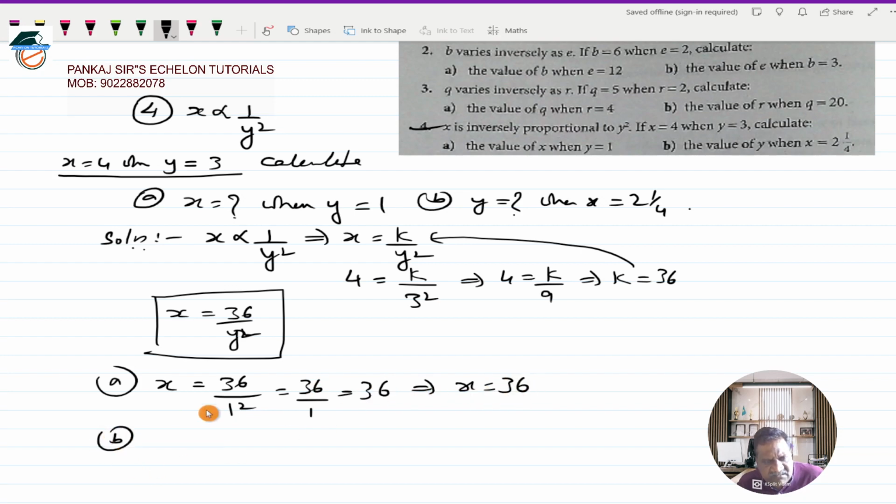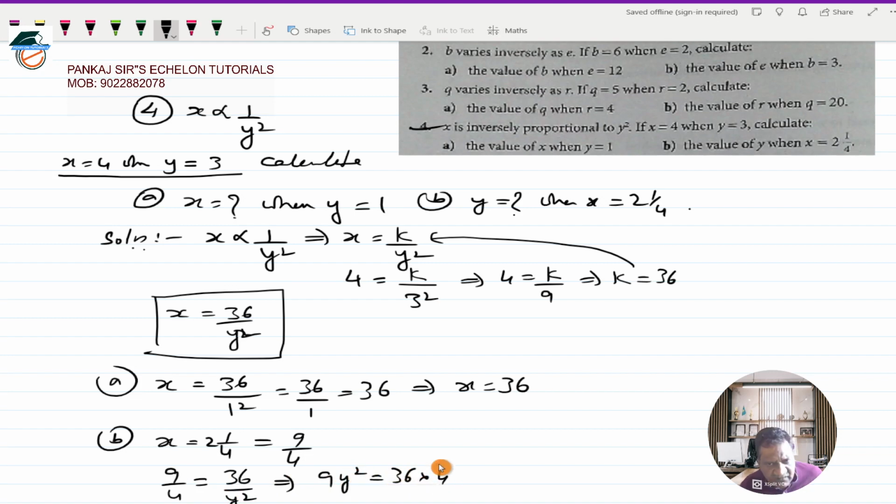Then b is what will be y when x is 2 1 by 4. Now this x is equal to 2 1 by 4, a mixed fraction, so I can write it as an improper fraction: 4 2s are 8 plus 1, 9 upon 4, one and the same. So using this formula, 9 upon 4 will be equal to 36 upon y square, right? If I cross multiply, I'll get 9 into y square equal to 36 into 4.